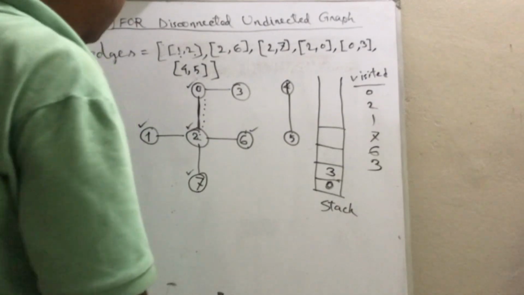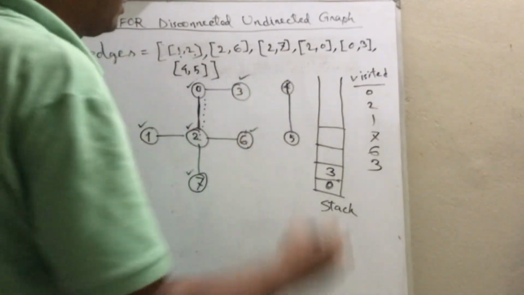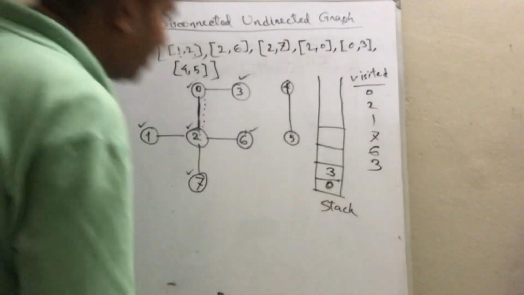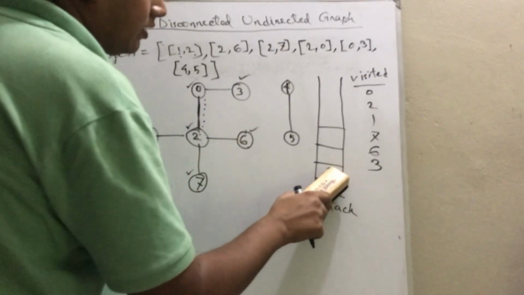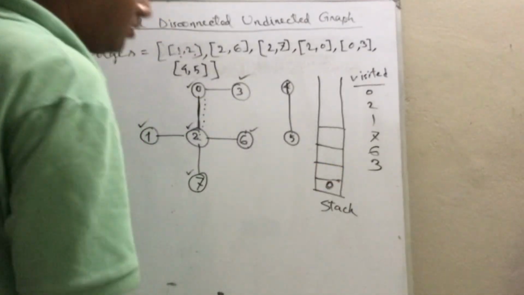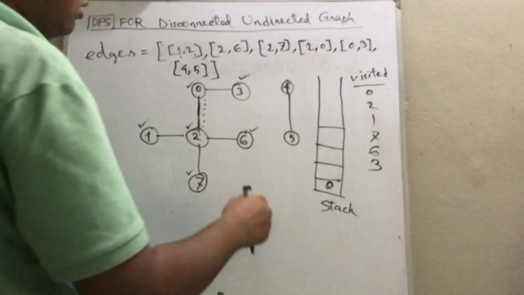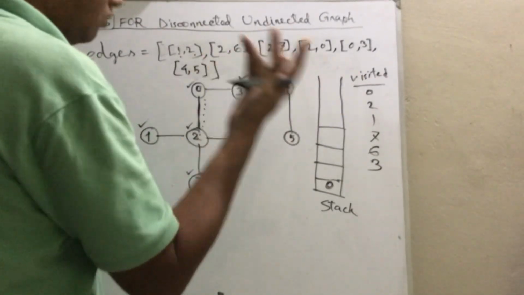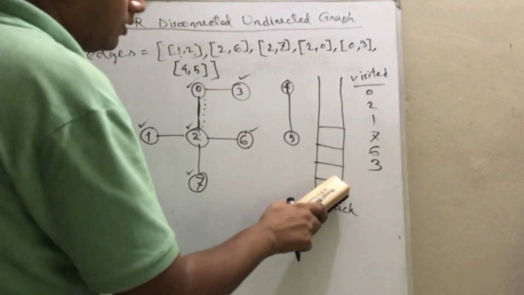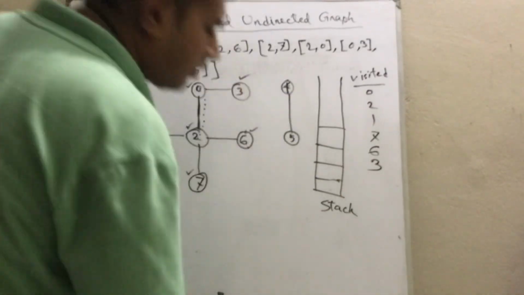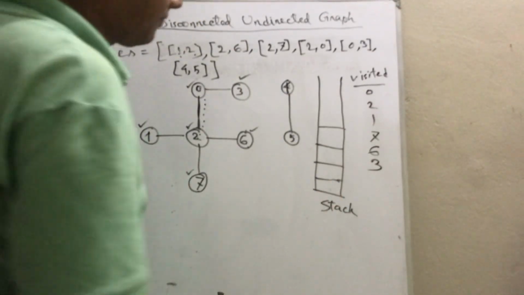Now 3 is visited. Any neighbor? No, 3 has no unvisited neighbor. Only 0 remains. Any neighbor that is not visited? No. So let's pop 0 and the stack is empty.